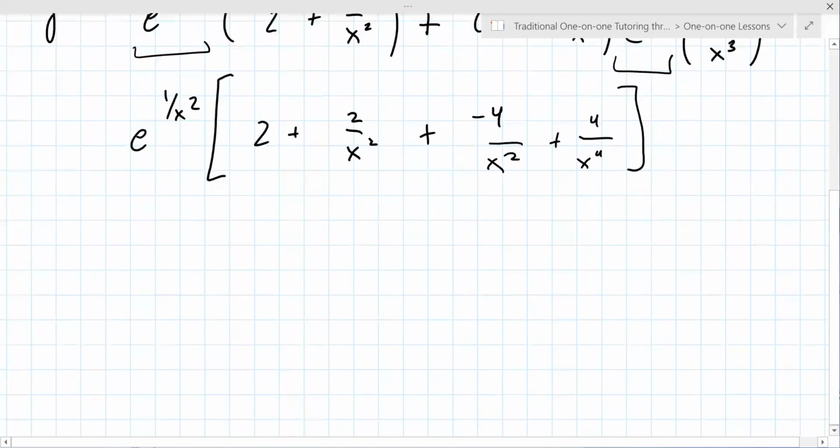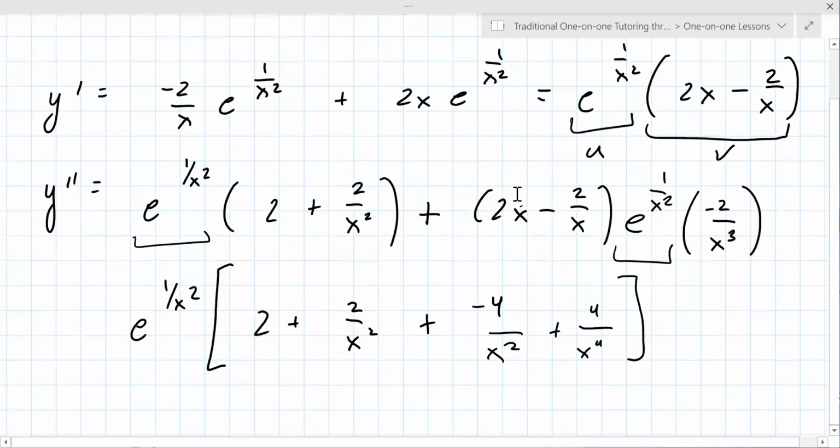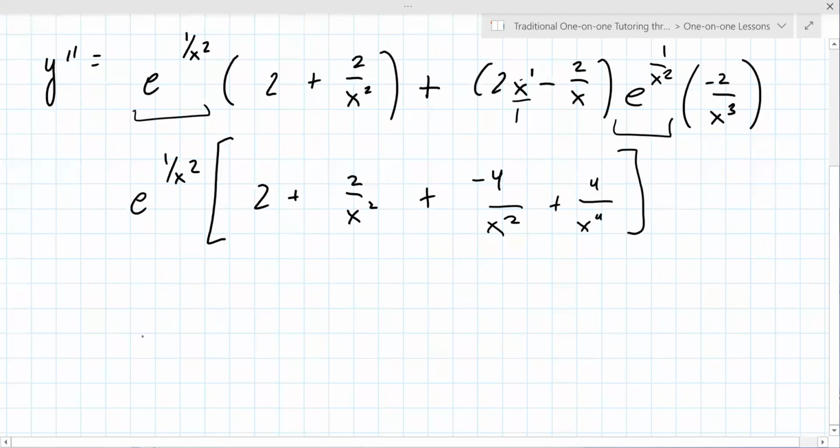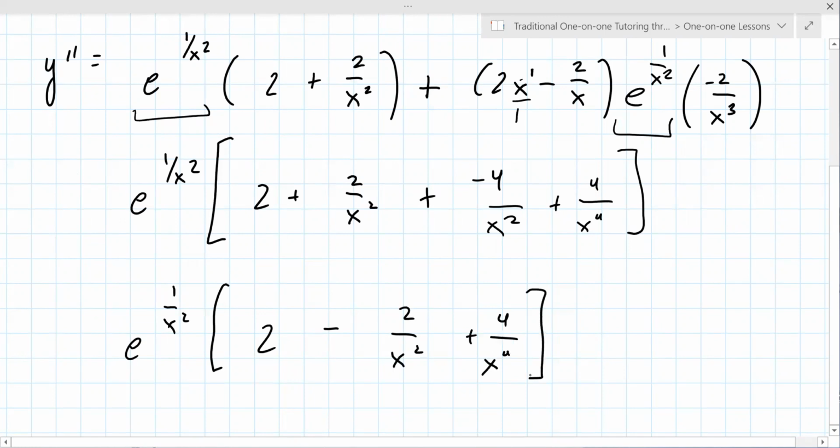Why did it cancel in the 2x and it added in the? Because this is on the top. This is the numerator. Yeah. And this is in the denominator. Oh, I see. It cross canceled. Okay. So then you have the following of e to the 1 over x squared, 2 minus 2 over x squared plus 4 over x to the 4th. Okay, and this you have to set equal to 0.